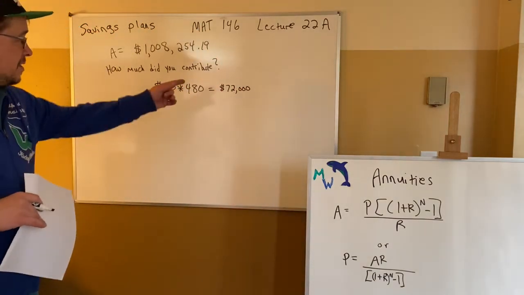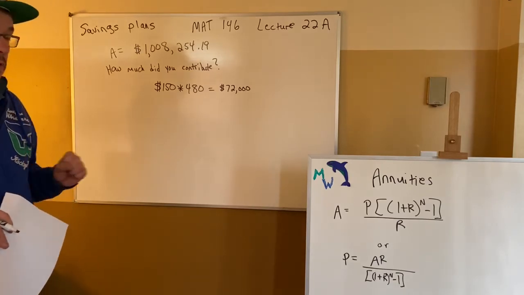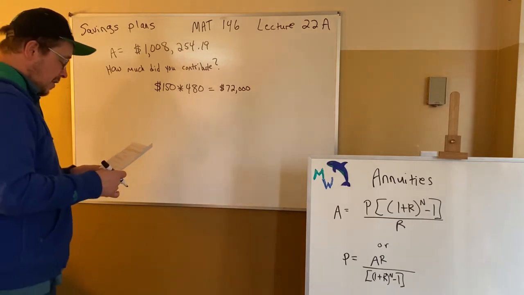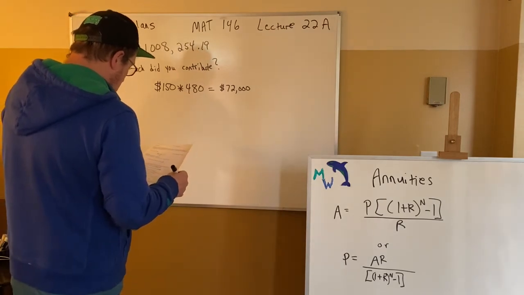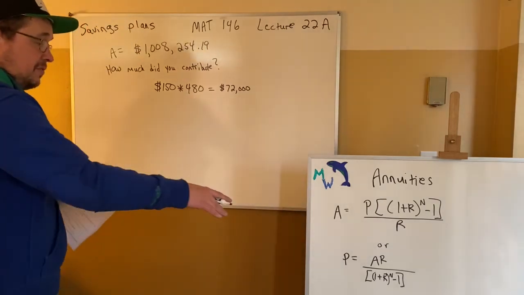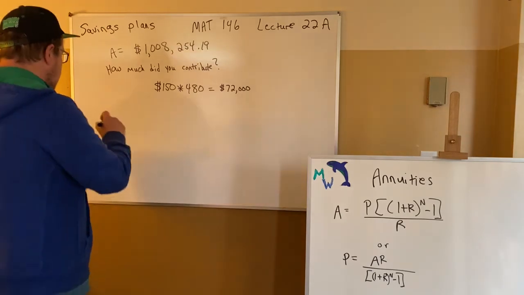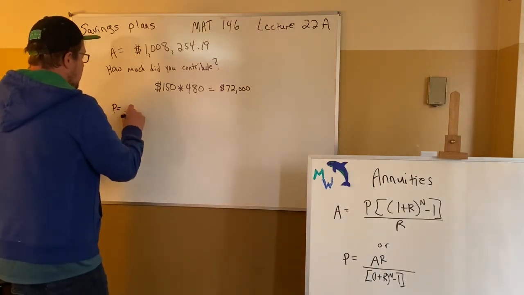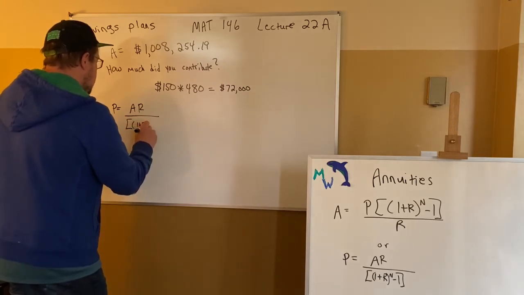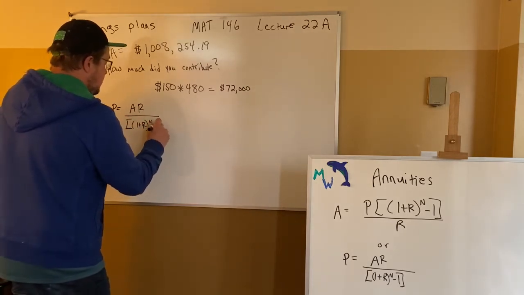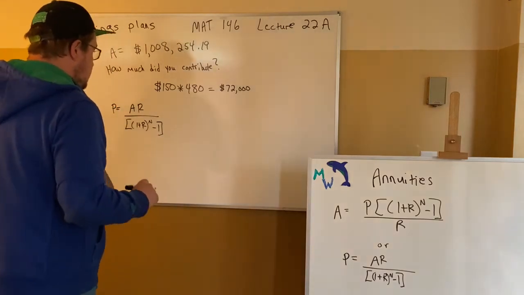So over the years, $72,000 of your own money went in to become that million, along with other money. So now I want to use the other formula, this one that says P equals AR over the square bracket, which is going to contain 1 plus R to the power n minus 1, and show that that formula also works.